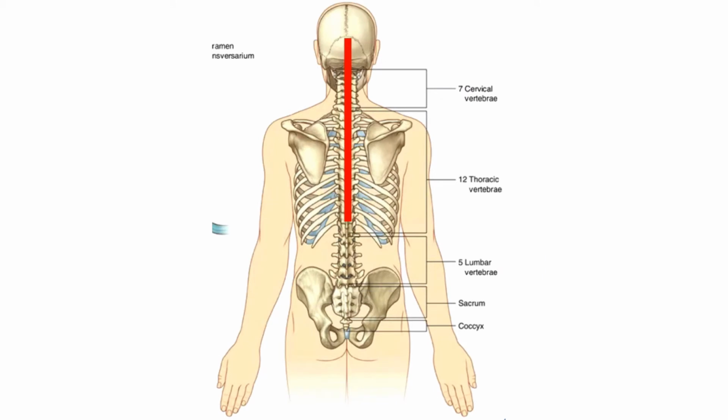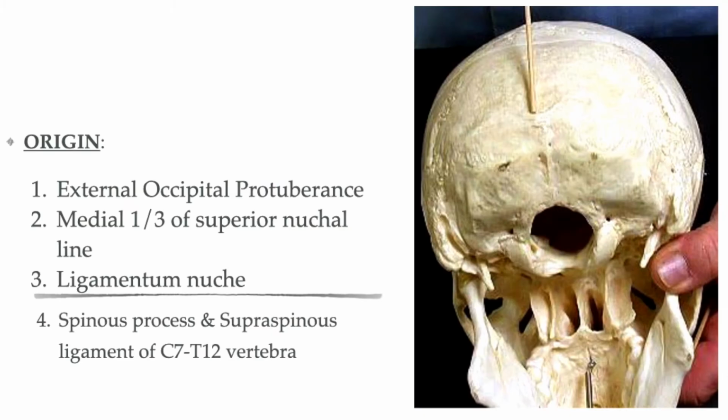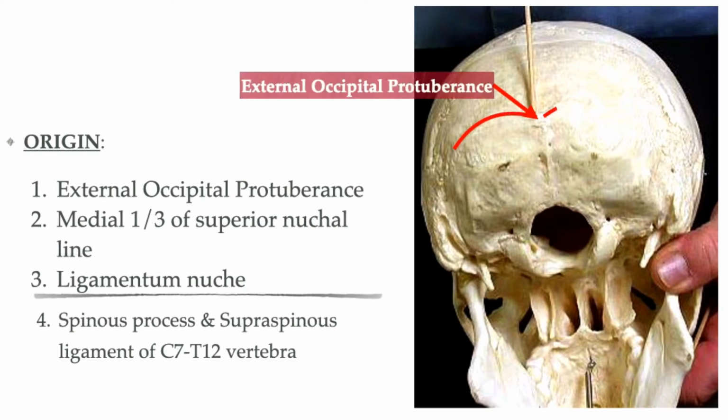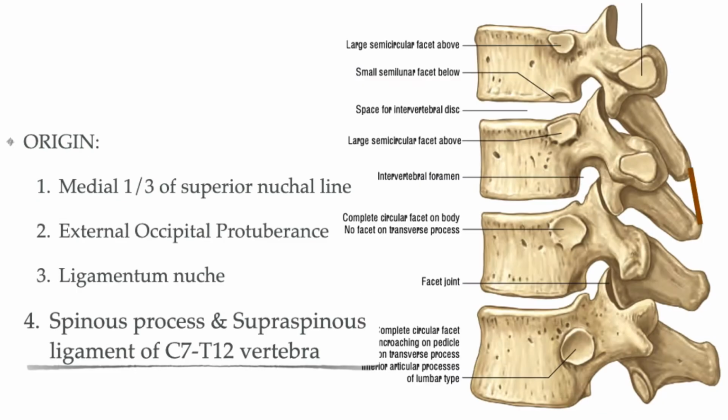Trapezius has linear site of origin. So the sites are external occipital protuberance, medial 1/3 of the superior nuchal line, ligamentum nuchae, spinous process of C7 to T12 vertebra and supraspinous ligament attached to the spinous process of these vertebrae.